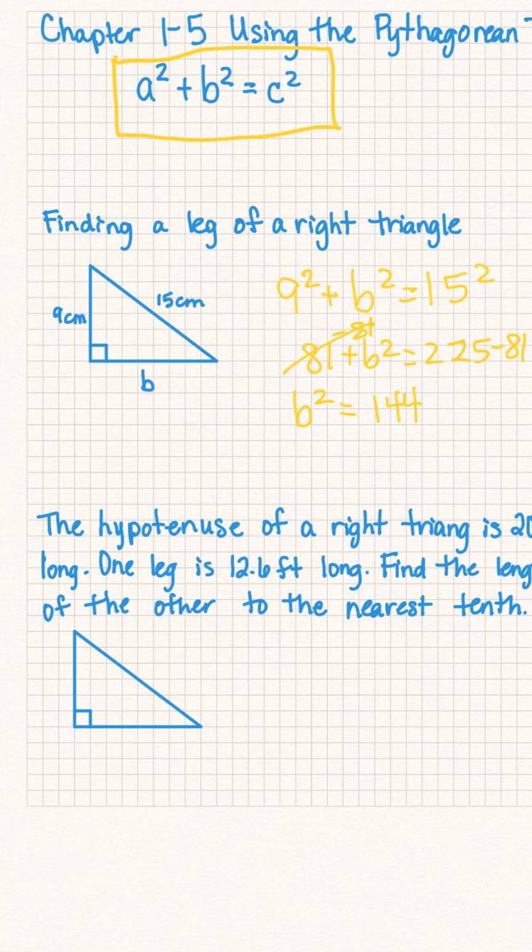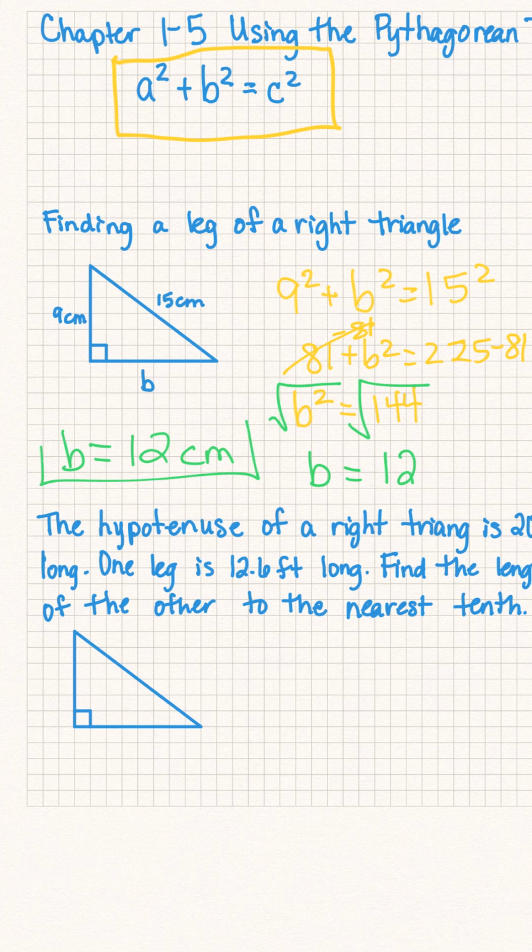So now we want the square root of b squared and the square root of 144. The square root of b squared is just b, and the square root of 144 is 12. Therefore, b equals 12 centimeters.